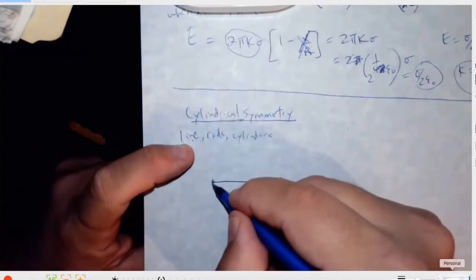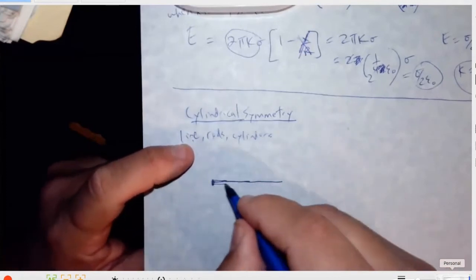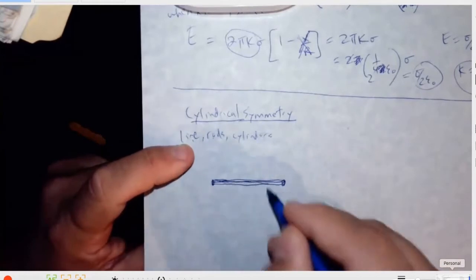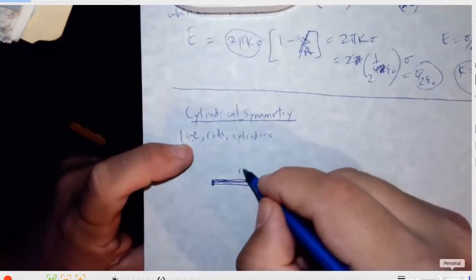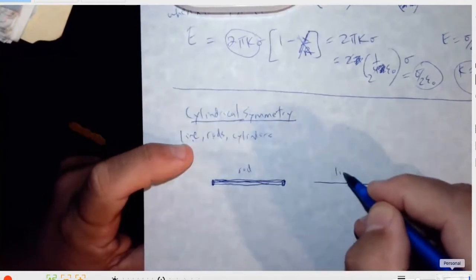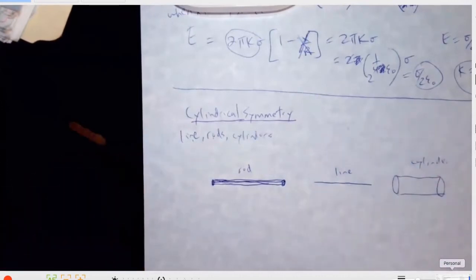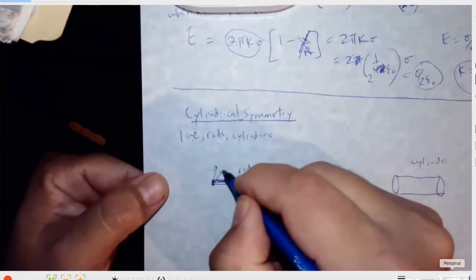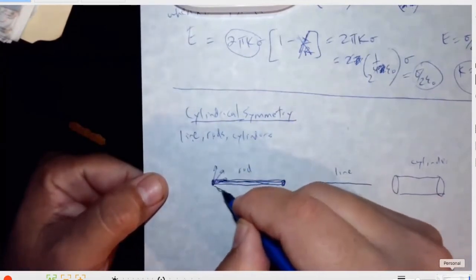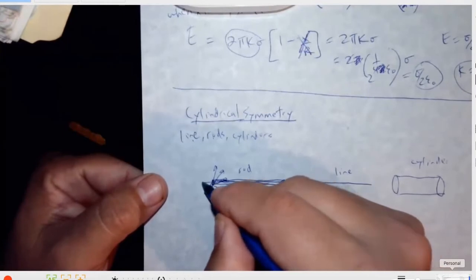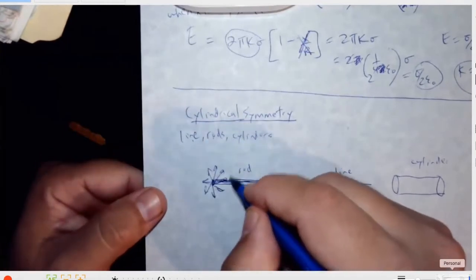The rod might have some dimension like this, whereas a line charge is usually thought of like that. So this would be a rod, this is a line charge, and a cylinder is usually thought of with a bigger radius. Okay, so what do their electric fields look like? They emanate out cylindrically, like that.